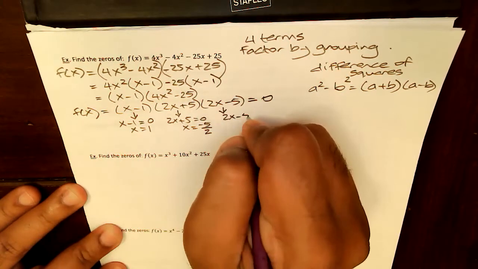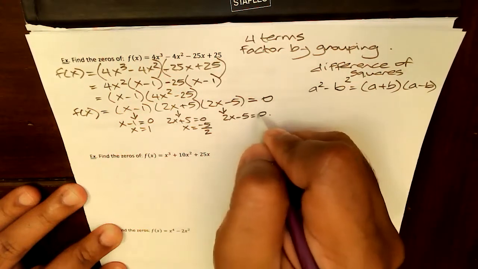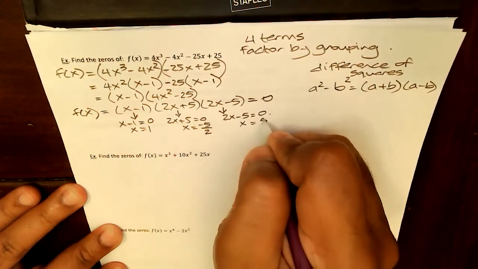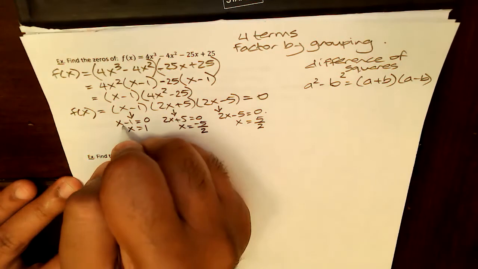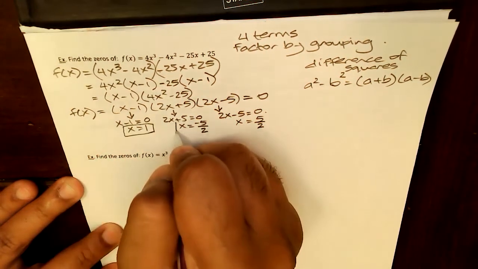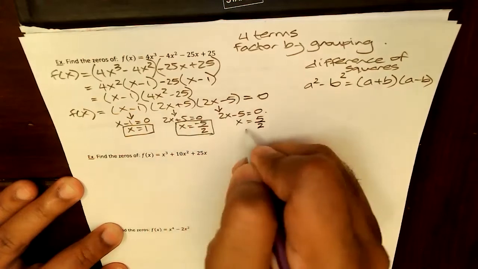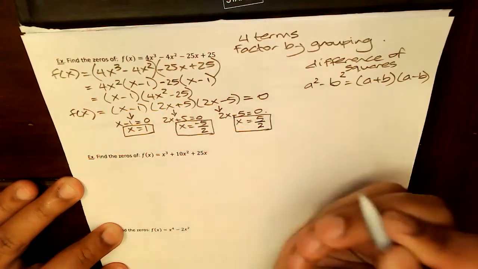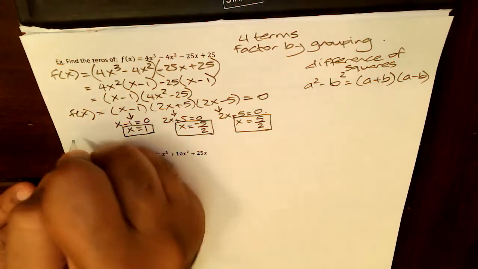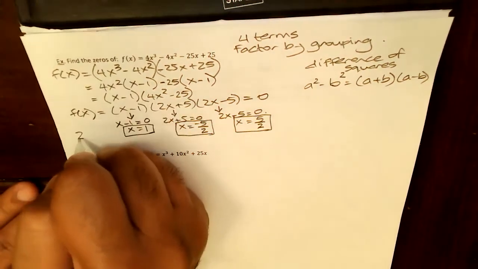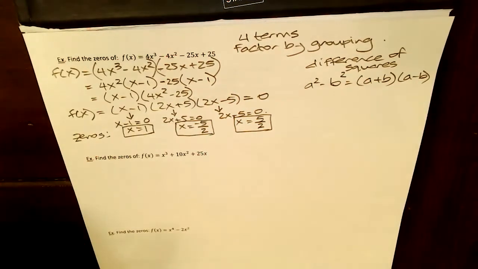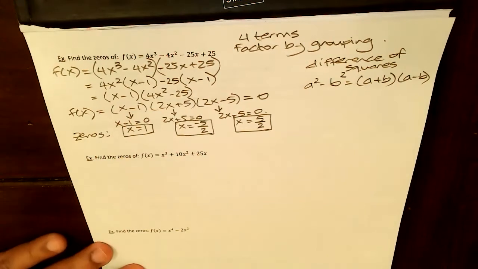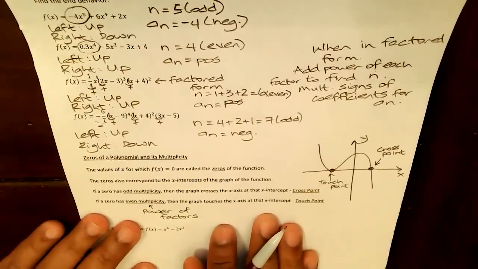And then if I set 2x minus 5 equal to 0, I first add 5 to both sides and then divide by 2, which gives me x equals positive 5/2. So 1, negative 5/2, and positive 5/2 are the zeros of my function. This is what I call the zeros. But now we need to know whether these zeros are going to be cross points or touch points, like we discussed on the previous page.